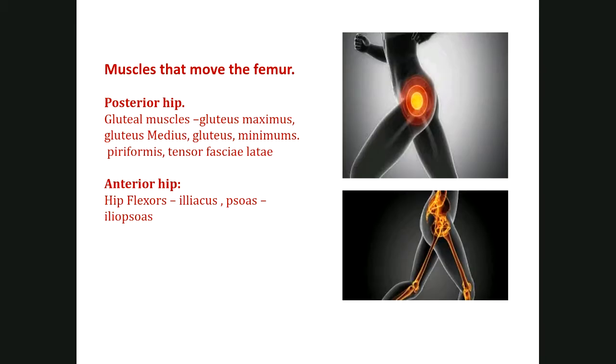So let's start with muscles that move the femur. We'll talk about posterior muscles, and we'll discuss the gluteus muscles that will include the gluteus maximus, the gluteus medius, gluteus minimus. Deep to this would be the piriformis and the tensor fascia lata laterally. The anterior group are considered the hip flexors. We'll talk about the iliacus and the psoas.